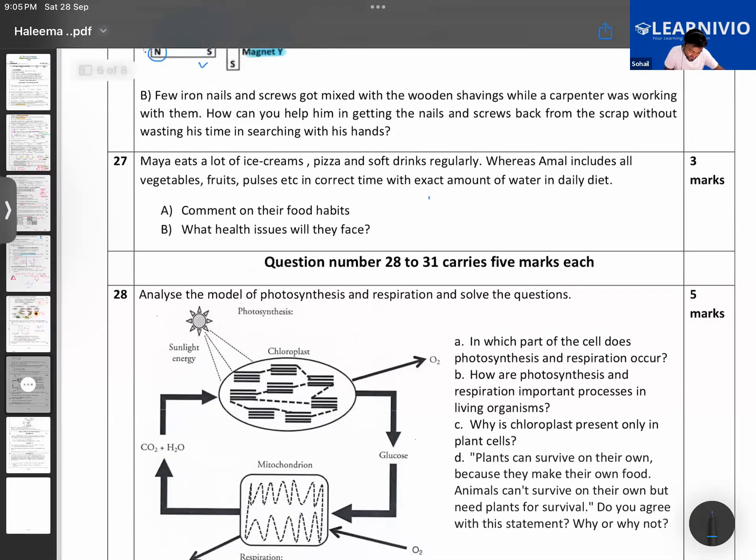Plus her diet is high in these things. When we talk about Maya's diet now, her diet is high in sugar, plus it is high in unhealthy fats.